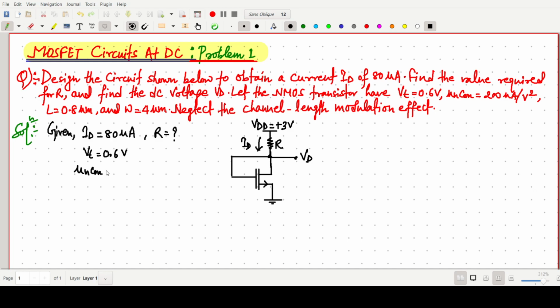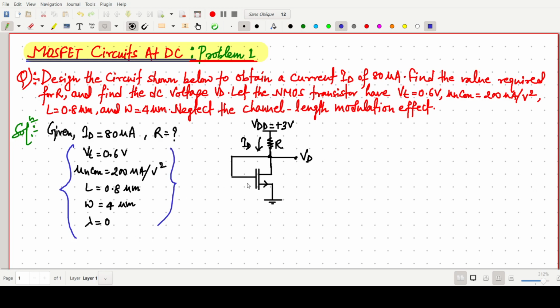Mu n COX value is given as 200 microampere per volt square and channel length 0.8 micrometer. We have to write all the things which are given. Lambda is given as 0, meaning no channel length modulation, so we can write that. So these are the basic things which are given.